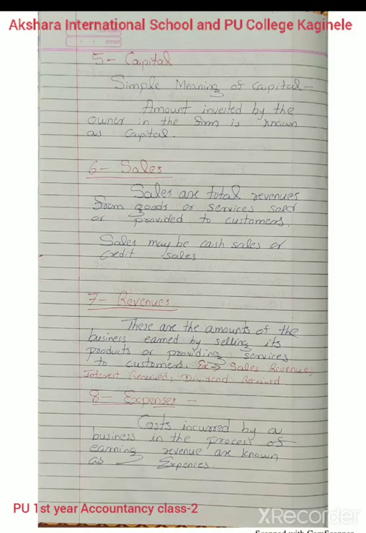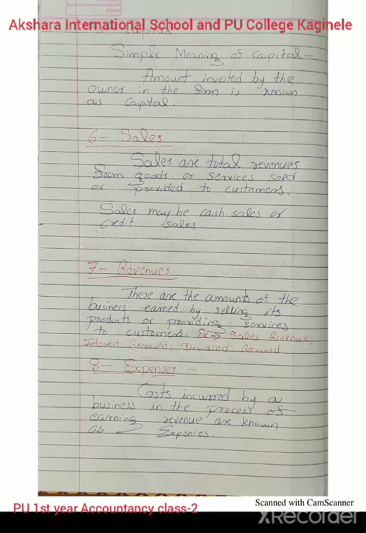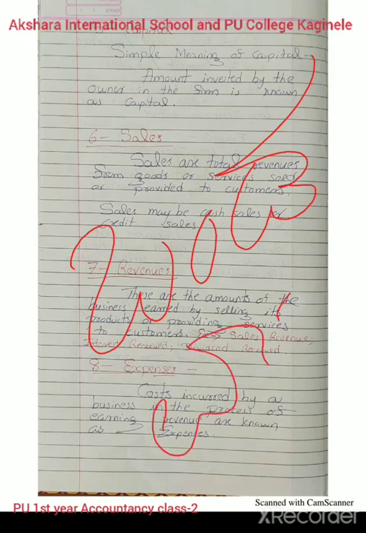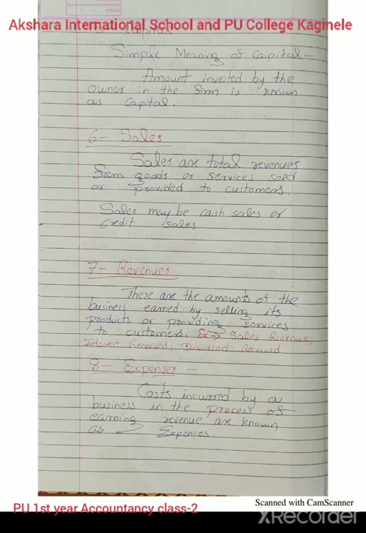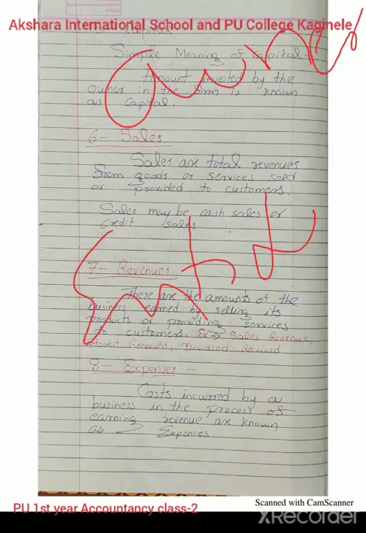Then the next term is capital. In Kannada, capital is called bandavala. So this is the simple meaning of capital. The amount invested by the owner in the firm is known as capital. Capital is also shown on the liability side whenever we prepare a balance sheet, because owner and entity are treated separately.